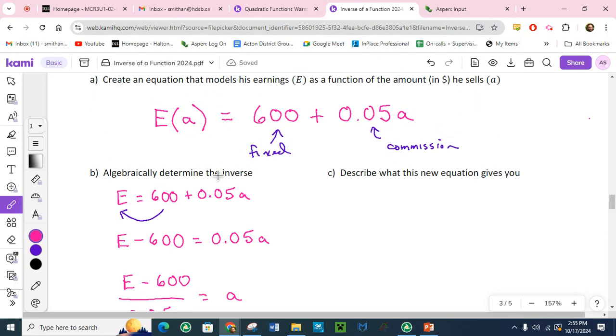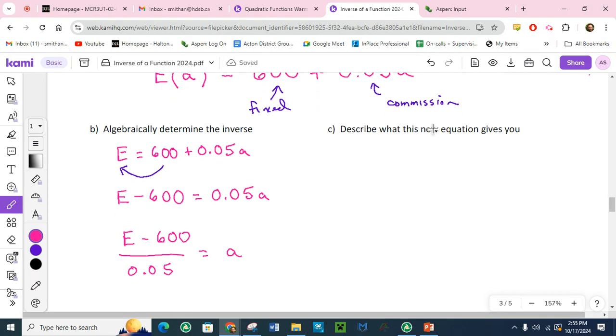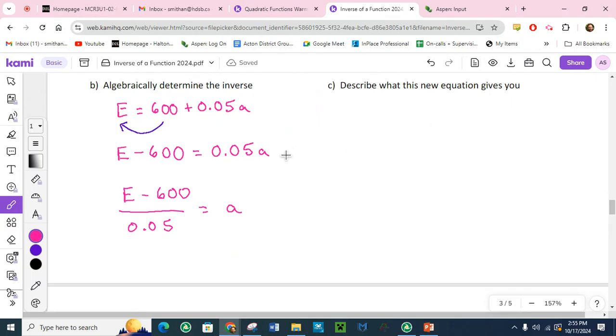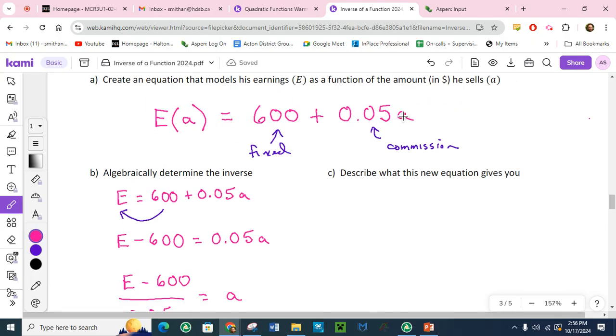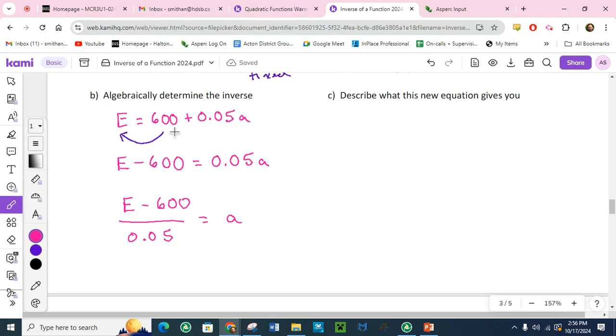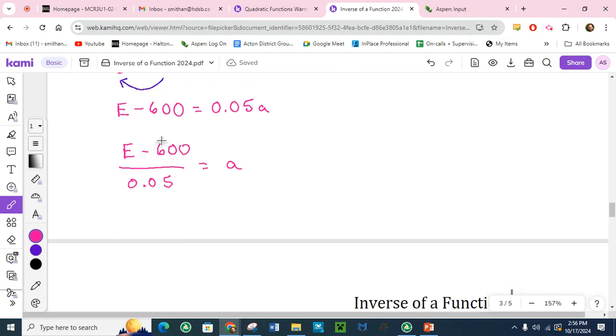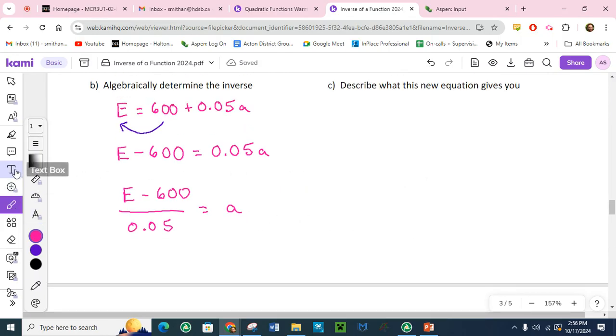So our first equation gave you his earnings if he sells a certain amount of amulet money. What do you think this new equation gives you? You put in an E and it spits out an A. So let's put that into words. What do you guys think? First equation, you put in the amount he sells, and it spits out his earnings. This one, you put in his earnings, and it spits out the dollar amount of amulets that he sells. So this new equation, and we'll wrap up with this.